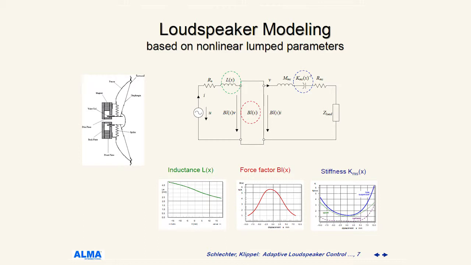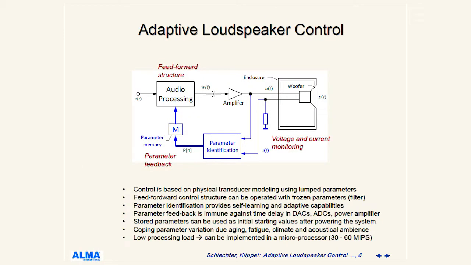For frequencies below the cone breakup, this lumped parameter model can exactly describe the performance of a loudspeaker. And having such a model of the loudspeaker, we can use that for applying some adaptive loudspeaker control. Here's a graph for the control. So we take some audio input signal we want to reproduce, process it, and then play it via an amplifier to our loudspeaker system.